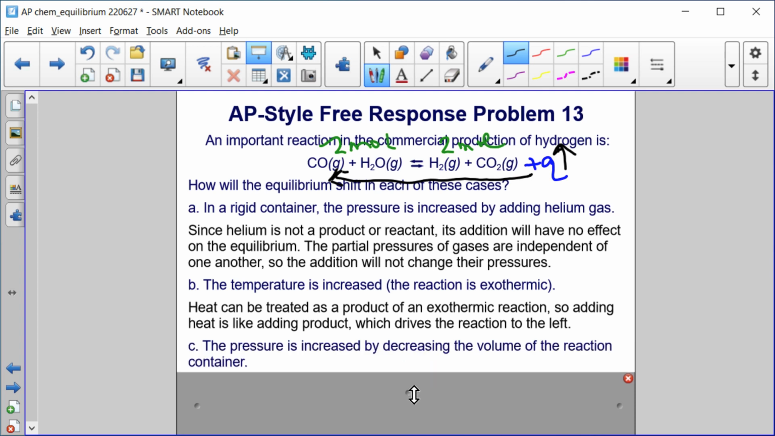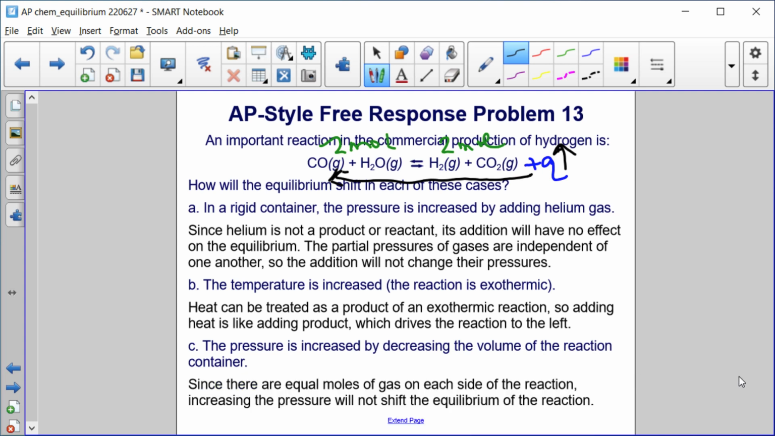C, the pressure is increased by decreasing the volume of the reaction container. So we discussed this already. Since there are equal moles of gas on each side of the reaction, 2 moles of reactants, 2 moles of products, increasing the pressure will not shift the equilibrium of the reaction.